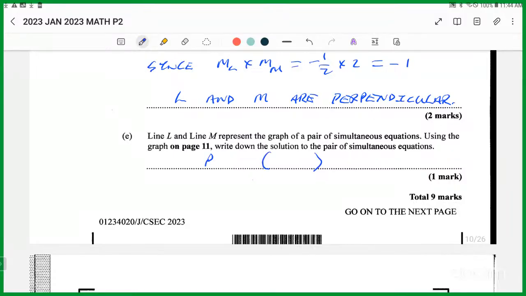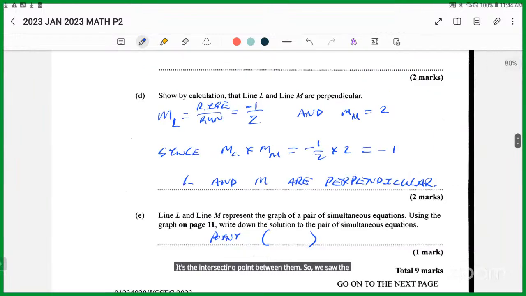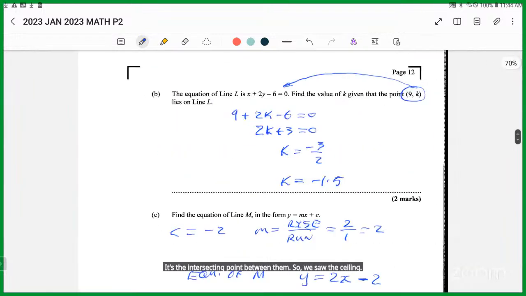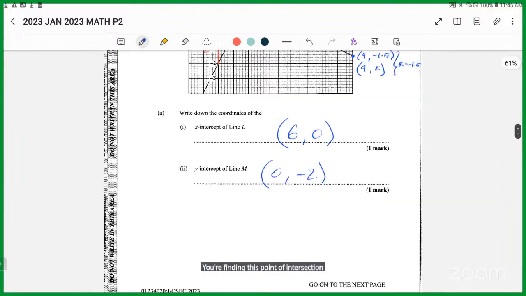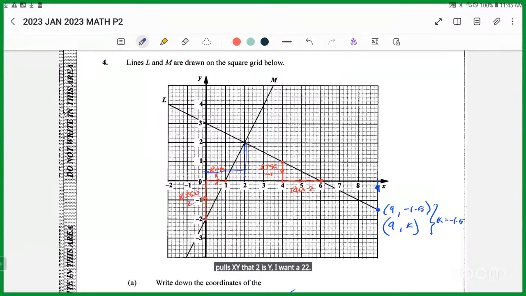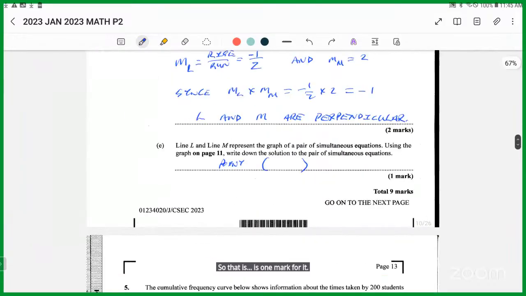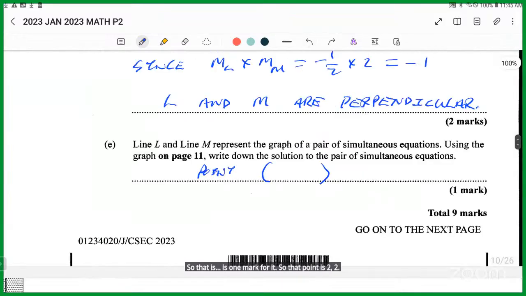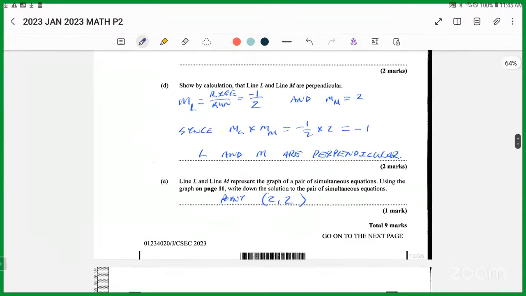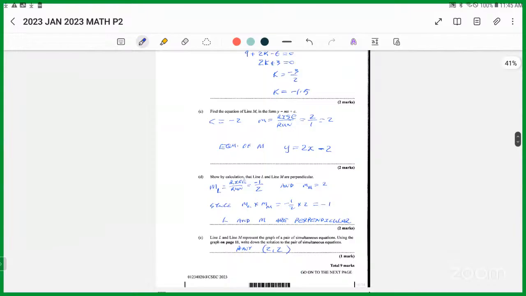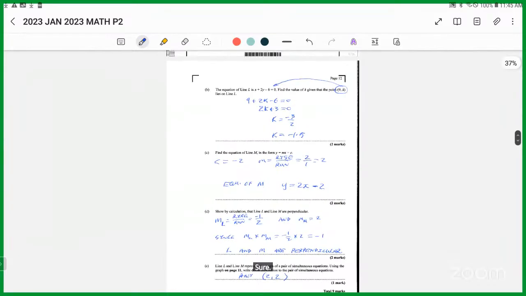It's the intersecting point between them, so we solve them simultaneously. You're finding this point of intersection, which is 2, 2. Right? 2 is the x value, 2 is the y value. So that is 2, 2. The way you work it out, let's write it down. It's 1 mark for it. So that point is 2, 2. And that's the answer for that one.